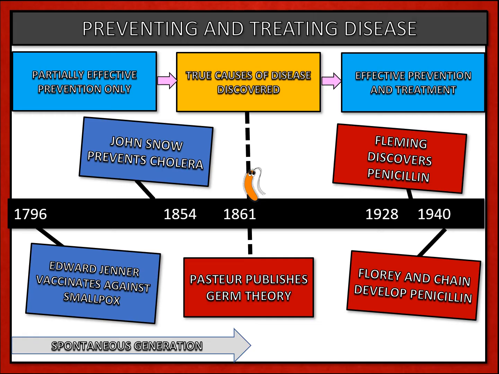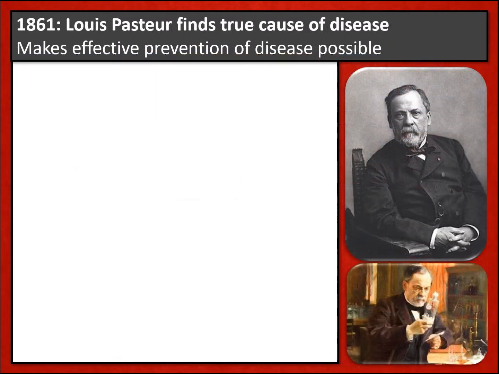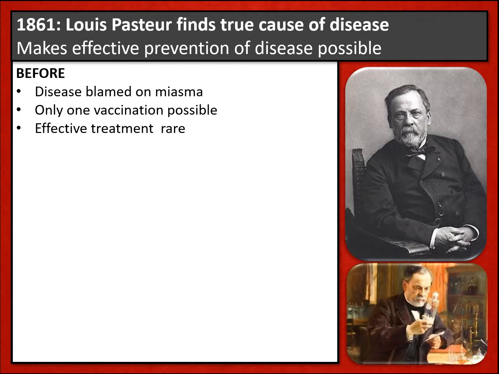Okay, now we're coming to our key discovery. Now this really is our sort of benchmark moment here, and we're going to split our work here into Louis Pasteur and Robert Koch, and we're going to try to fix the year 1861 as a key year in our studies. Okay, so 1861 marked the publication of Germ Theory by Louis Pasteur. This is important for all kinds of reasons, but we'll go for the fact that this made effective prevention of disease possible.